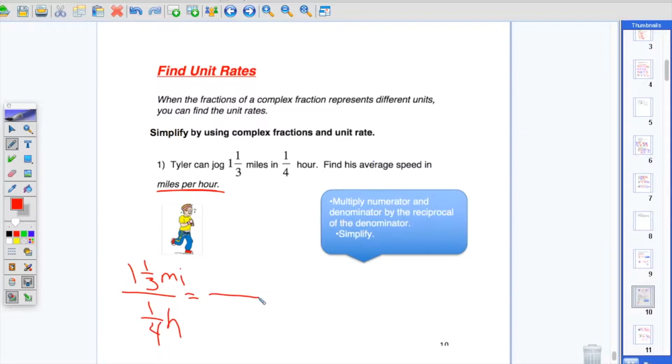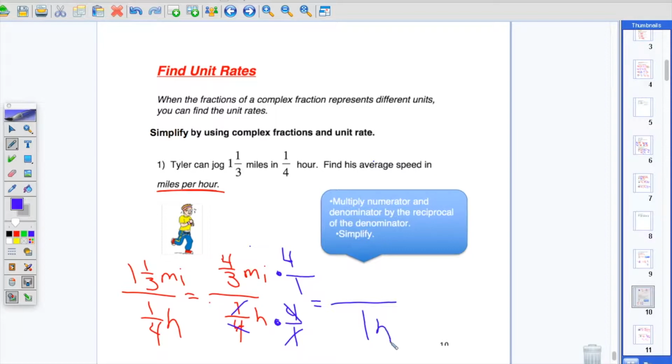Since our numerator is a mixed number, we want to change it to an improper fraction. So we do 3 times 1 plus 1, to give us 4/3 miles over 1/4 of an hour. In the blue box, it says multiply numerator and denominator by the reciprocal of the denominator and simplify. We're going to multiply the denominator by its reciprocal of 1/4, which is 4/1, and we're going to do that with our numerator also. In our denominator, everything cancels out, and we are left with 1 hour. In the numerator, we have 4/3 times 4/1. We can't cross cancel anything, so it's 16/3 miles over 1 hour.